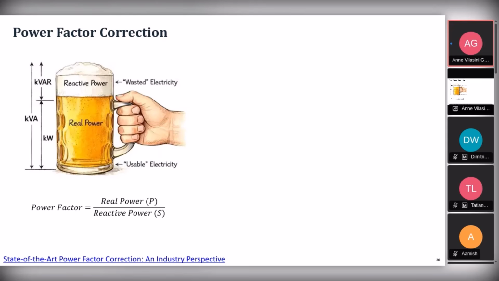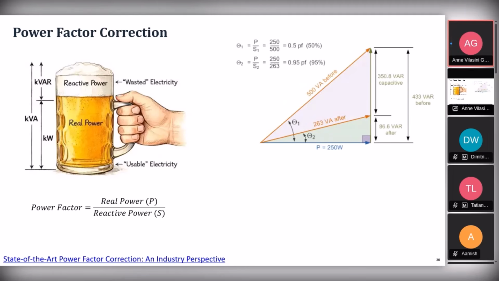It's a factor which is real power divided by apparent power. It's also a legal requirement, and ideally it has to be unity, which is 1, but it's somewhere around 0.95 in practical cases. You can see here in the triangle on the right, before correction the power factor is 50%, and after it is 95%. And how do you correct it?